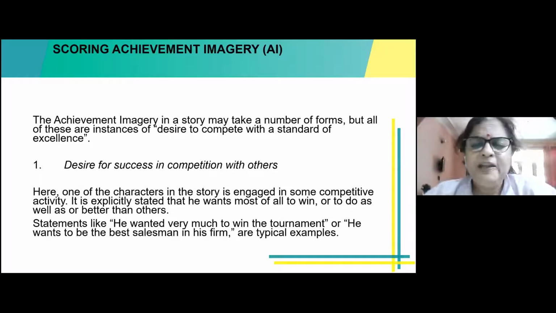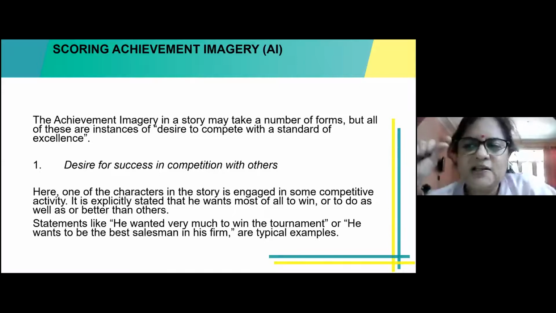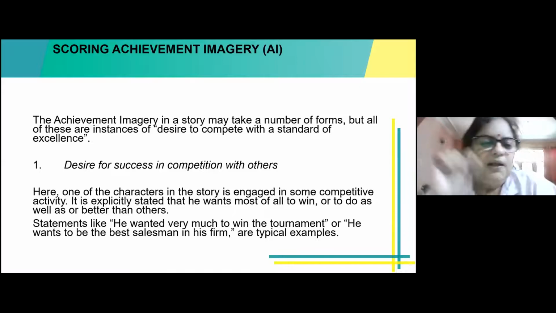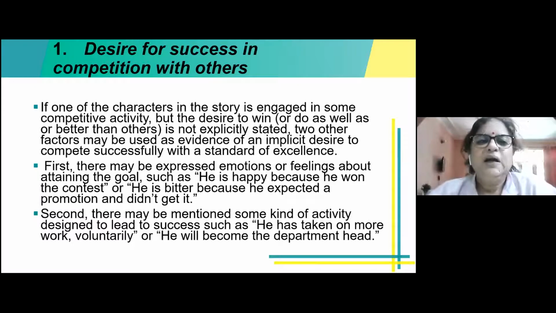So let me give you short examples. The first one, desire for competition with others. Here, one of the characters in the story is engaged in some competitive activity. It is explicitly stated that he wants most of all to win, or to do as well as or better than others. He wanted very much to win the tournament. So we never make guesses. We only analyze the story based on the exact words which are written. He wants to be the best salesman in the firm. These are some examples.